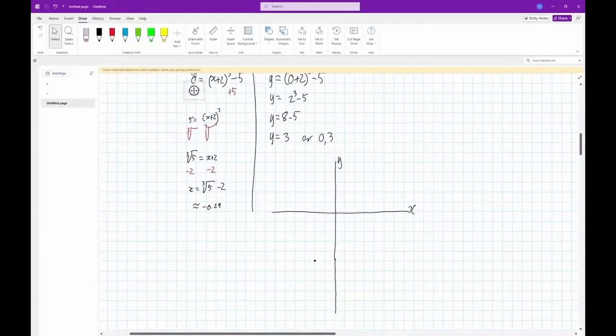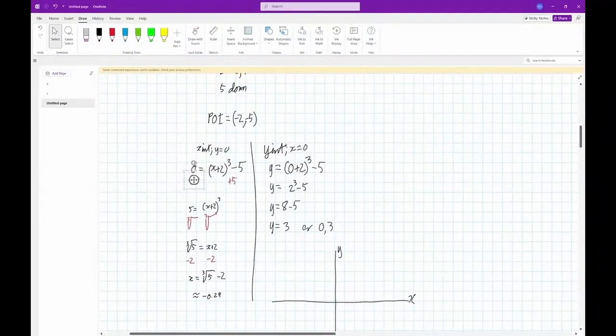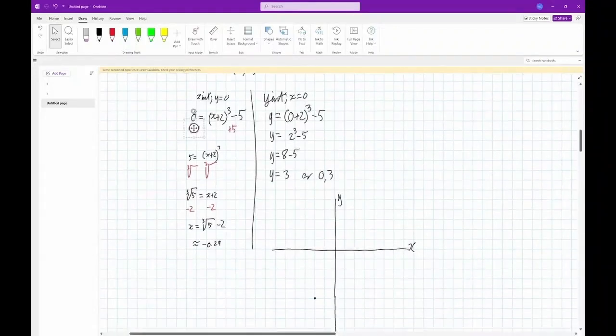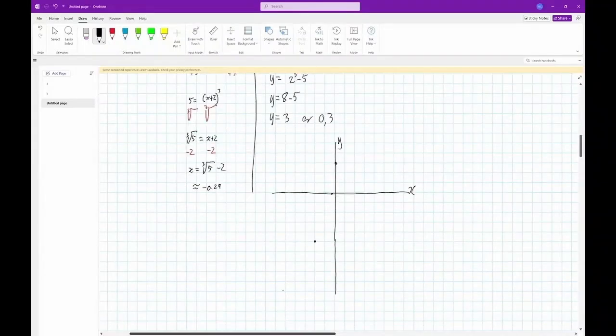So the point of inflection is at (−2, −5) there. And then we're going to put our intercepts in. So we have the cube root of 5 minus 2, which we think is at about negative 0.3, essentially. 0.29 rounds up to 0.3. So that's going to be right about here. And then our other one is our y-intercept, which is at 3. So we're going to go 1, 2, 3. And our graph is going to look something like this.